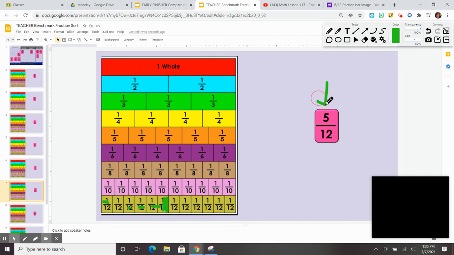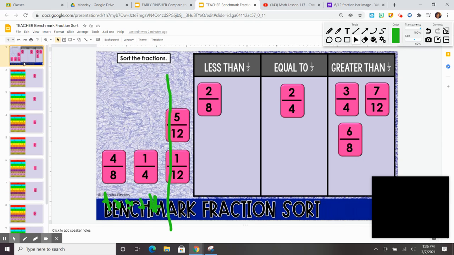Well, here I have 5 as my numerator. That means I would have to shade in 5 parts. So 1/12, 2/12, 3/12, 4/12, 5/12. 5/12 stops right here, but 1/2 stops right here. So that means that 5/12 is greater than, less than, or equal to 1/2? That means that 5/12 is less than 1/2. All right, 5/12 is less than 1/2.